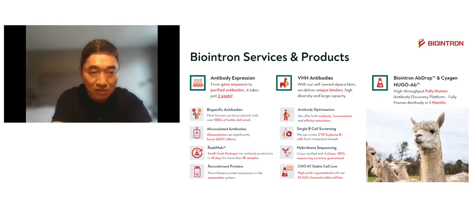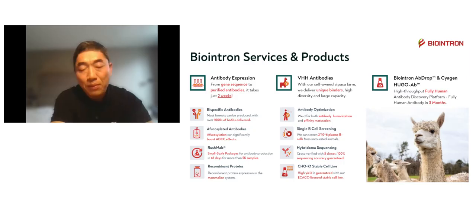Every year, we can deliver more than 1,000 bispecific antibody production projects. Also, we offer fucosylated antibody production for you to get an advanced ADCC effect for your antibody drug. And if you have plenty of antibodies to express, but for each of them you don't need a big amount, we have a service package called Rush Mab. We can handle around 5,000 samples for each single batch in 2 to 3 weeks. And also some non-antibody protein production.